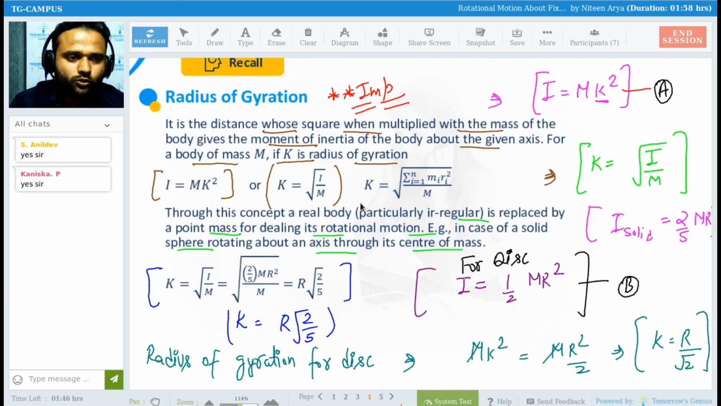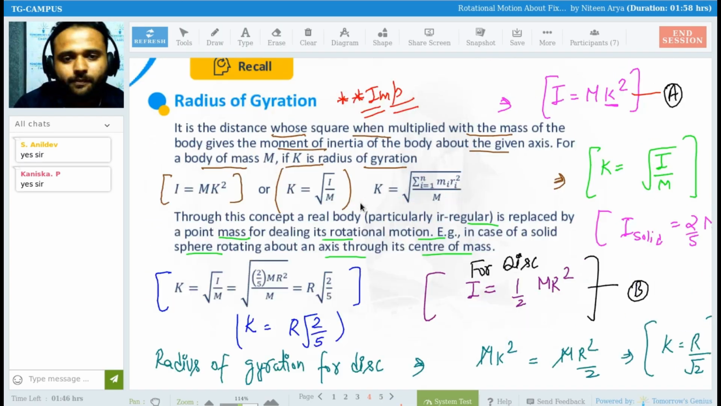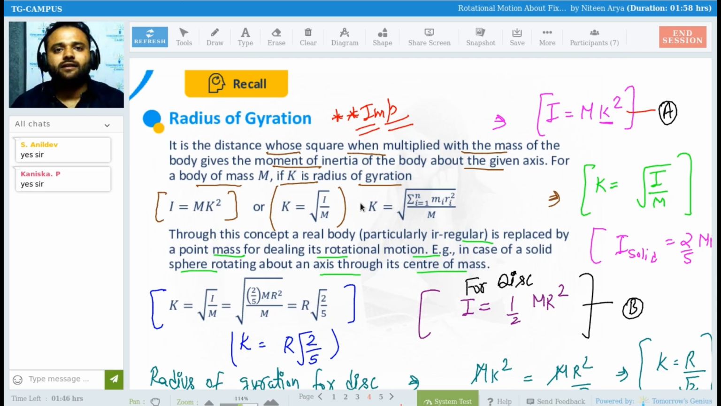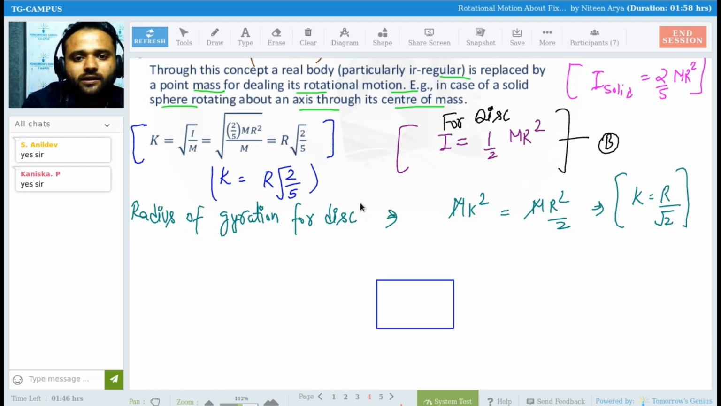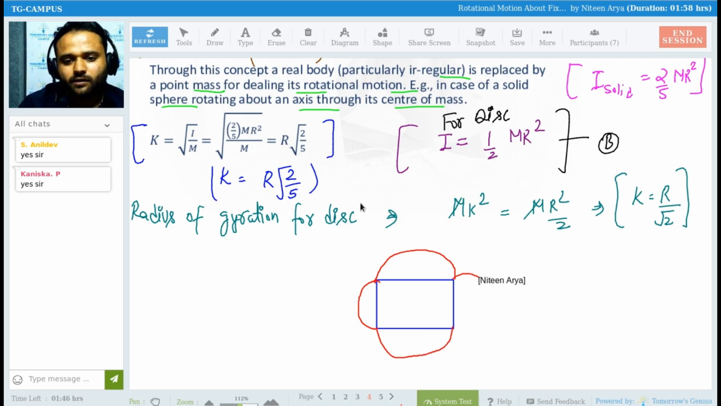And sometimes there is a simple direct question for a particular system of bodies. What is a system of bodies? Like there is a square, and with this square, suppose you have 4 semicircles attached in this way. Obviously, it does not look symmetric, but they are symmetric.